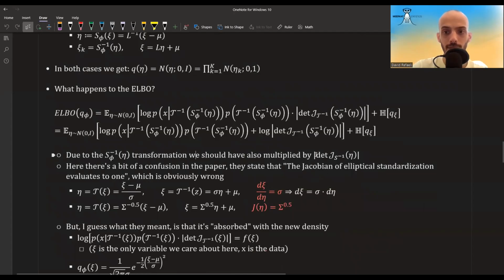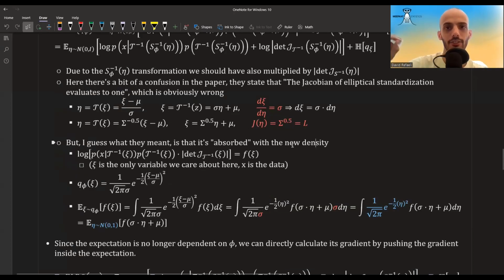Now, we should have also multiplied by the determinant, right? Because we did another parameter transformation. The paper states that the Jacobian of the elliptical standardization evaluates to 1. I'm not sure what they meant with this. The Jacobian is obviously not 1. The Jacobian for the 1D case, for example, is equal to the standard deviation. For the multivariate case, it's equal to the square root of the covariance matrix, which we could say is equal to L. I guess what they meant is that the determinant of the Jacobian is canceled with the determinant of the Jacobian inside the PDF.